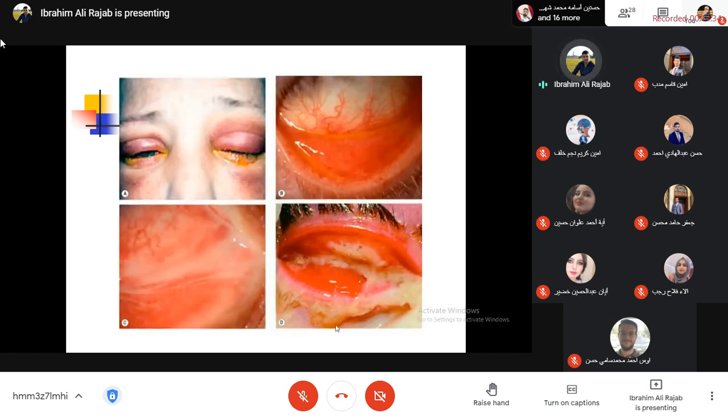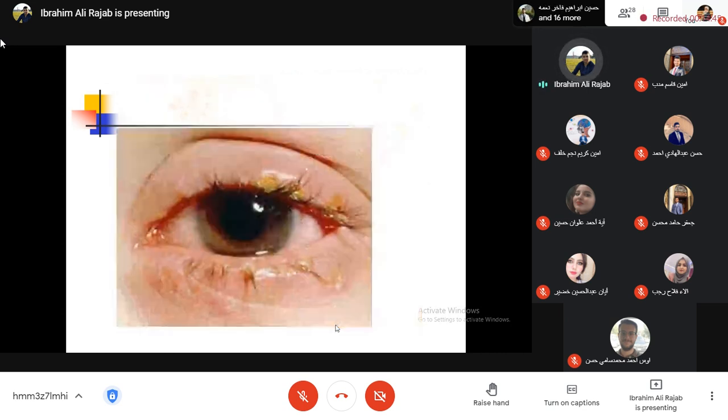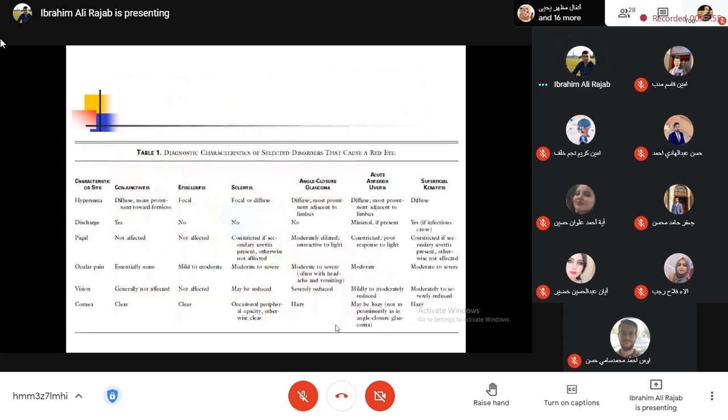And these are pictures of gonococcal conjunctivitis, and the patient presents with severe eyelid edema and profuse purulent discharge with severe conjunctivitis. This is a mucopurulent discharge in a patient with simple bacterial conjunctivitis or chlamydial conjunctivitis.